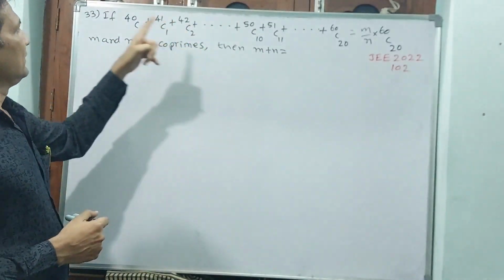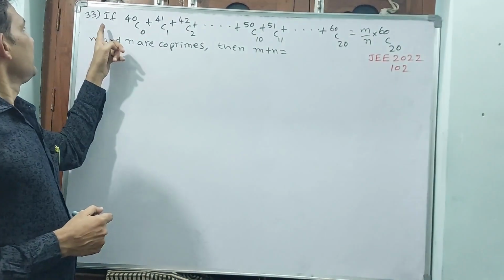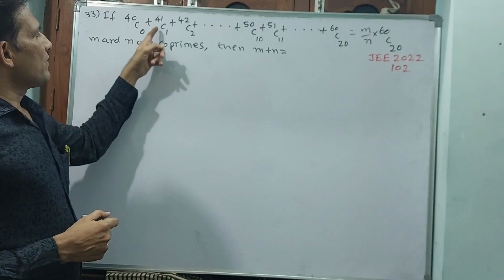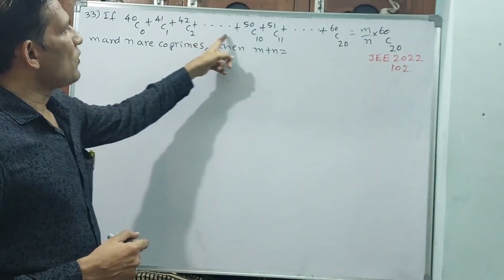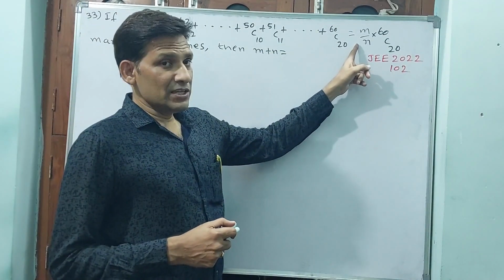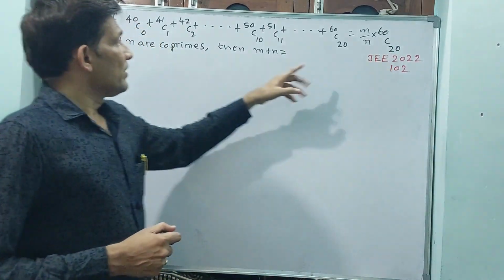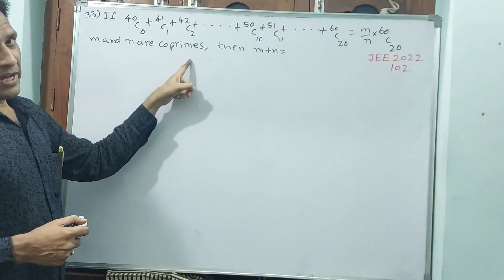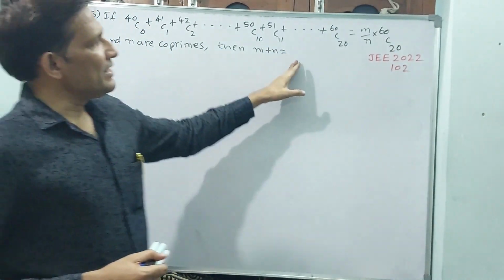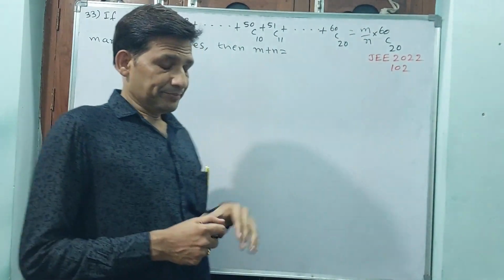2022 question, serial number 33. If 40C0 plus 41C1 plus 42C2 up to 60C20 is equal to m by n into 60C20, where m and n are co-primes, then m plus n is equal to how much, they are asking.